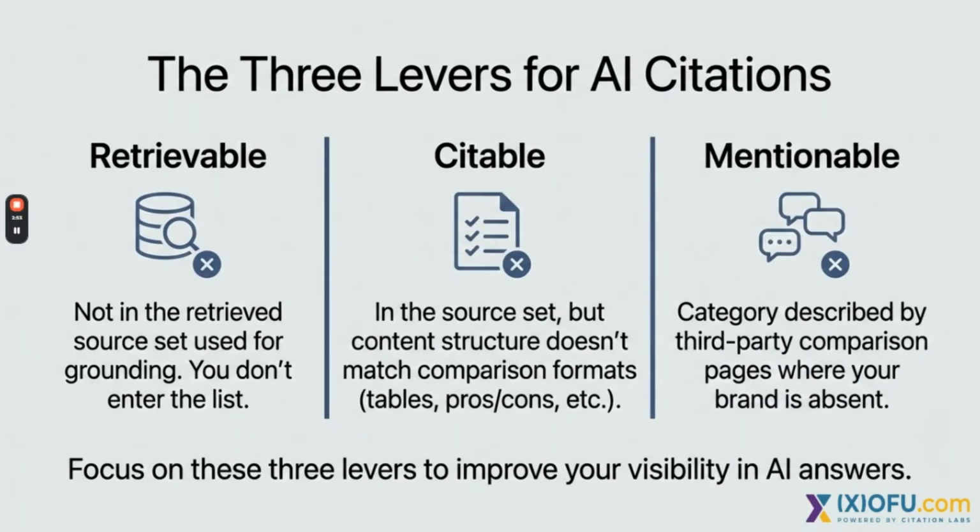If your brand isn't being mentioned, then there's a few reasons that might be happening. Your brand, first of all, may not be retrievable. That means that you're not making it into the retrieved source set that the system uses during grounding, so you're not entering the list at all. Your brand may not be citable. You're in the source set, but you're not being cited because your content doesn't match the comparison shaped structure that the systems keep pulling. LLMs prefer tables, rankings, pros and cons, explicit trade offs. And if you're not mentioning those things in your content, then you might not be citable.